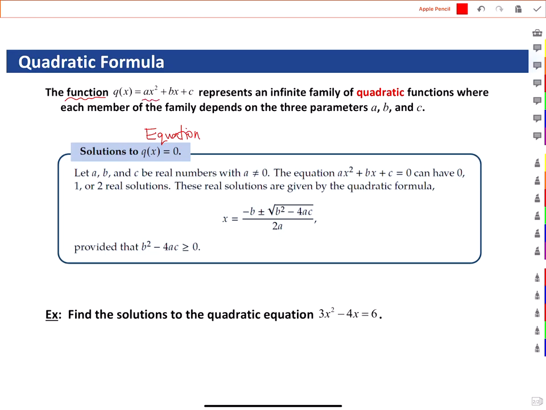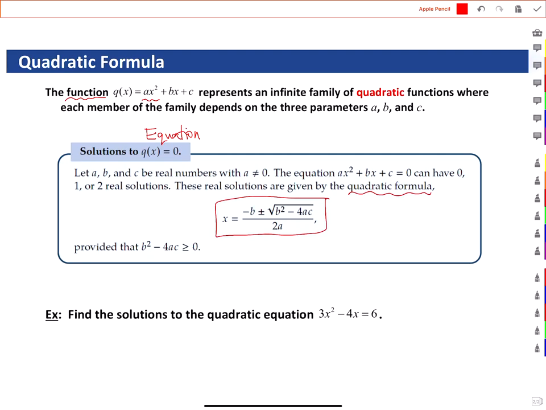The equation ax squared plus bx plus c equals 0, so we're dealing with the form we had up here, but now we're setting it equal to 0, which makes it an equation. This equation can have 0, 1, or 2 real solutions. These real solutions are given by the quadratic formula, this big old monstrosity here, provided that b squared minus 4ac is greater than or equal to 0.